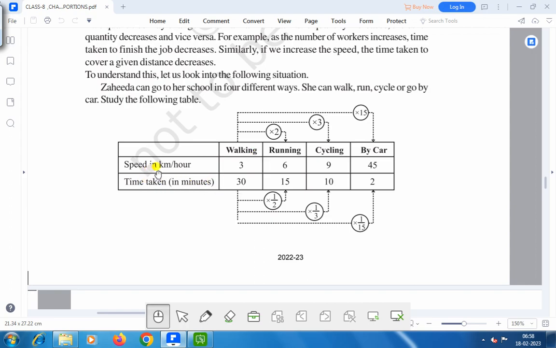Right? If we increase the speed, that is double, into 2, when the speed is 6, the time taken is 15. Right? That is half of that. When the speed is 3 times, the time taken is 1 by 3. When the speed is 15 times, time taken is 1 by 15 of that. Right? That means when one quantity is increasing, the other quantity is decreasing.